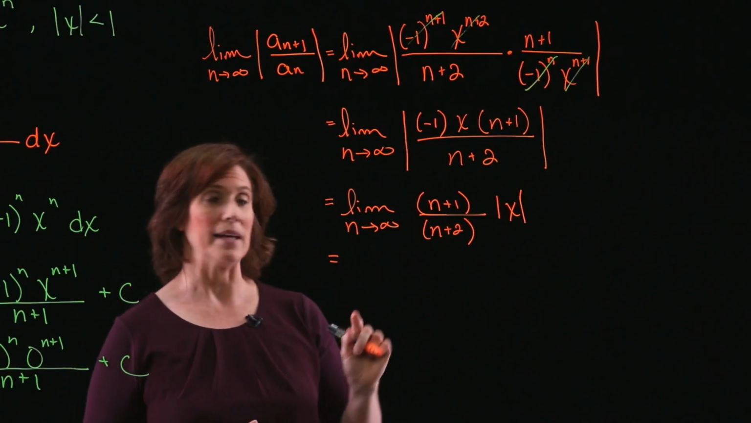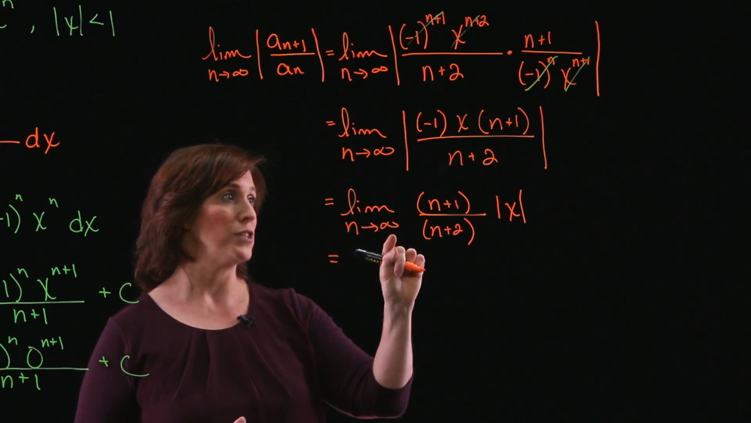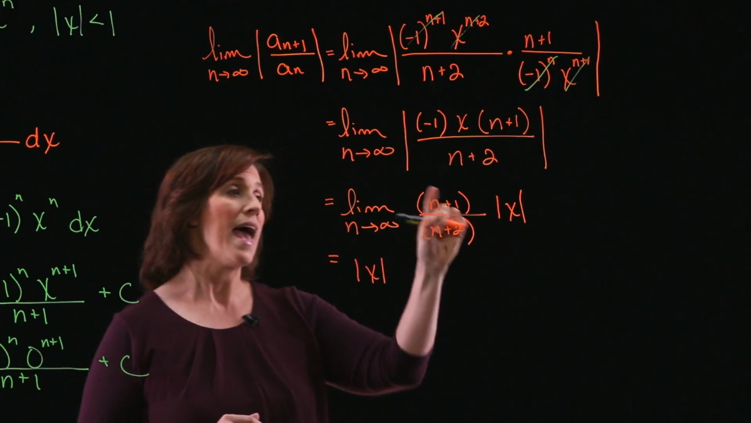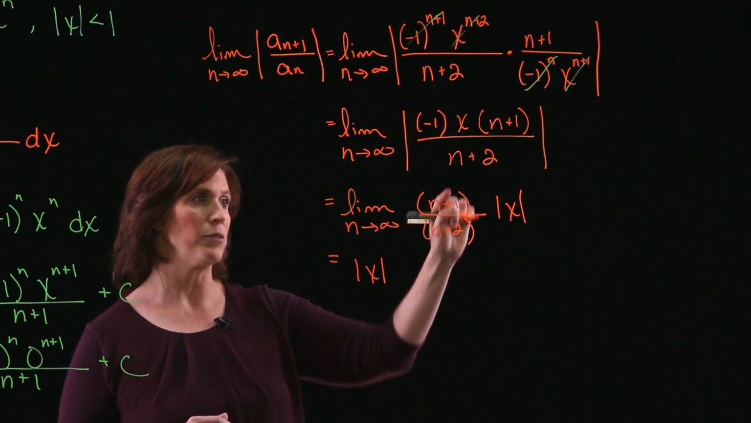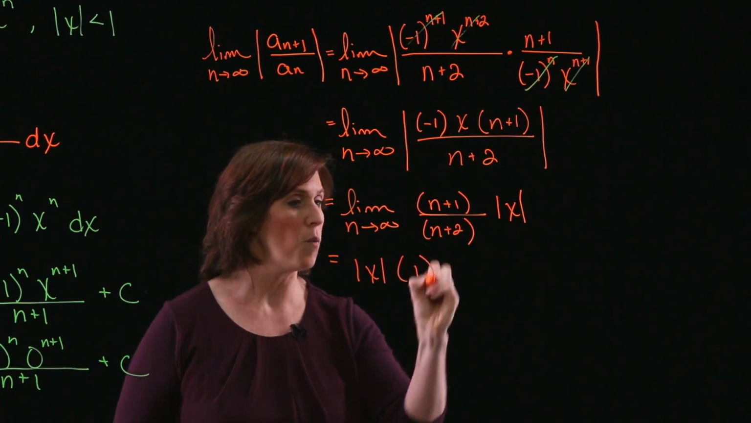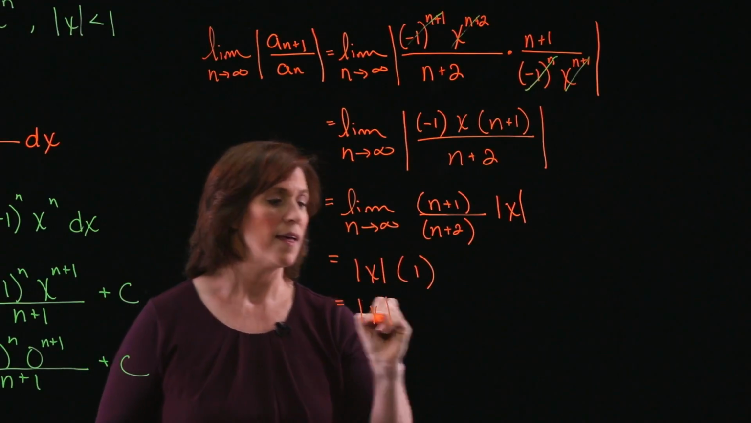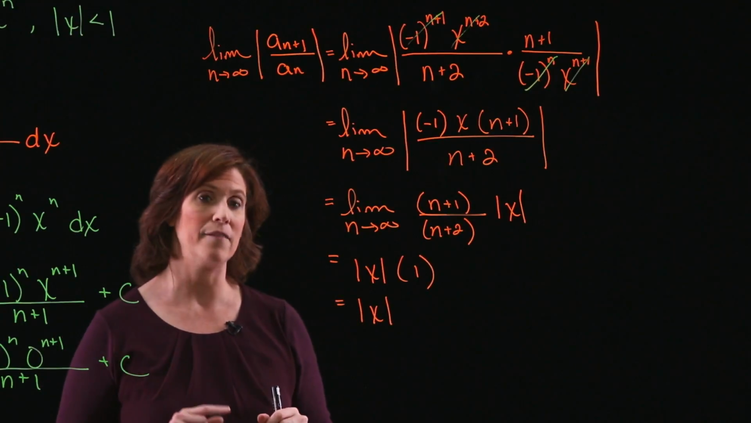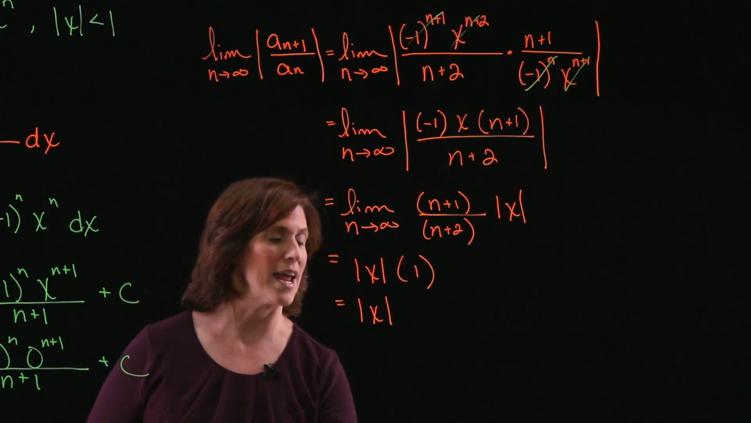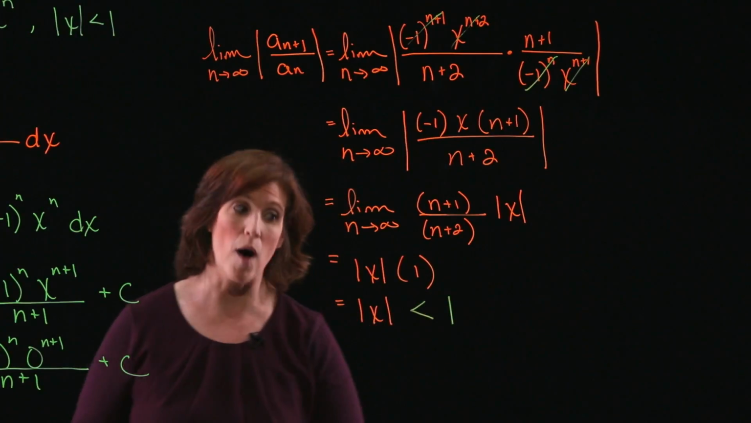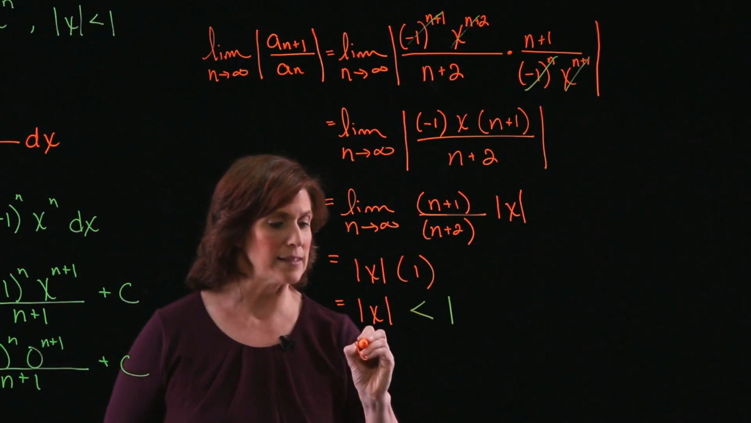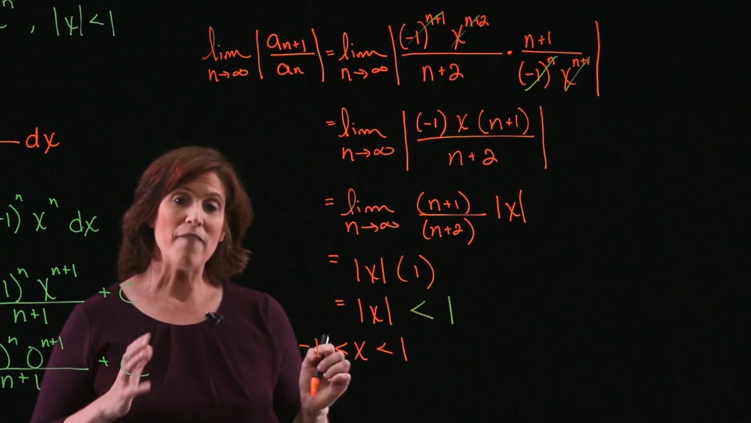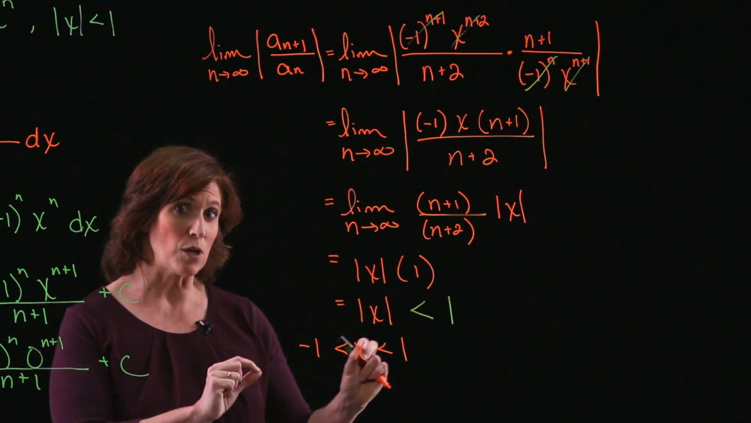Let's take a look at the limit as n approaches infinity. I don't care what happens with x here, so this will just be the absolute value of x. Now I take the limit as n approaches infinity of n plus 1 over n plus 2, which is simply 1. So I end up with the absolute value of x. In order for the ratio test to tell me that I have convergence, this expression has to be less than 1, which means x is between -1 and +1. I have a pretty good interval of convergence, but I still need to test the endpoints.